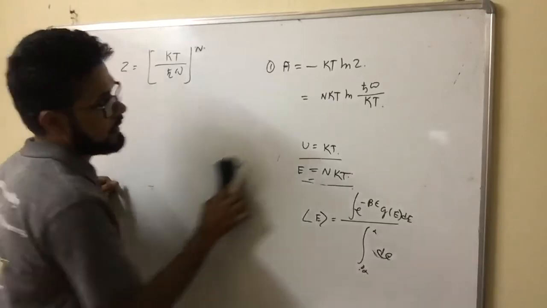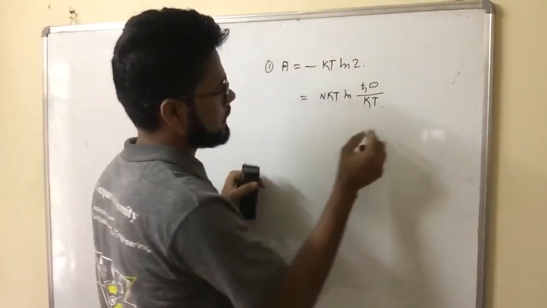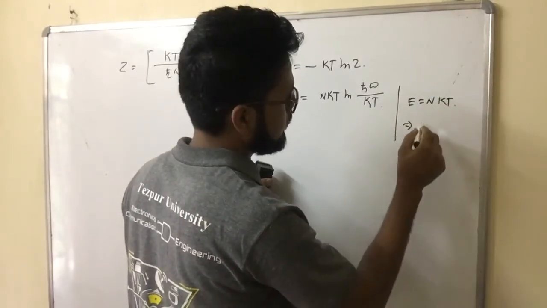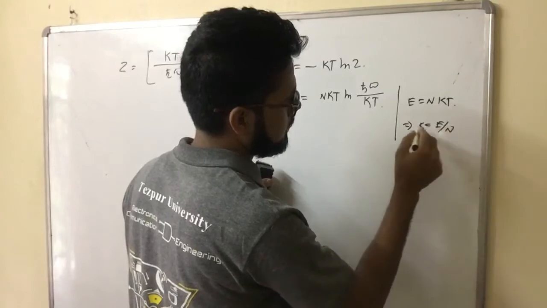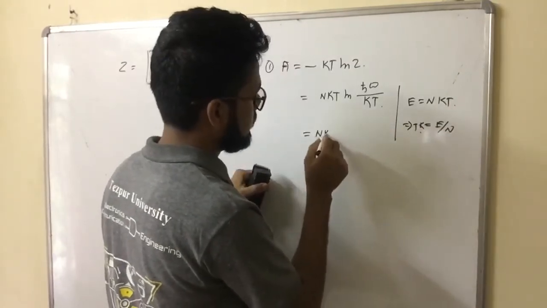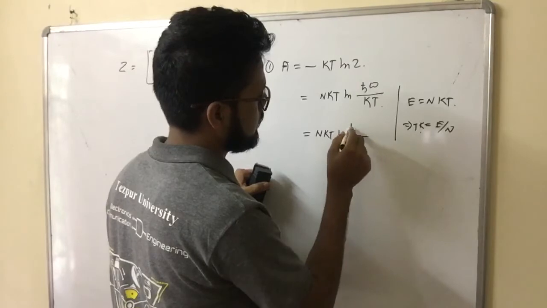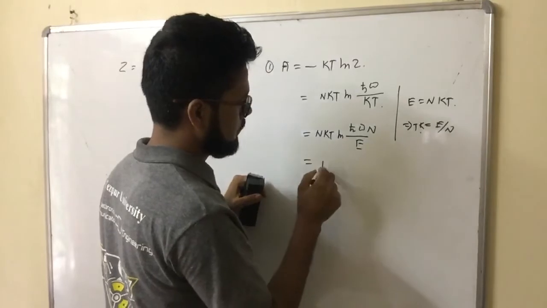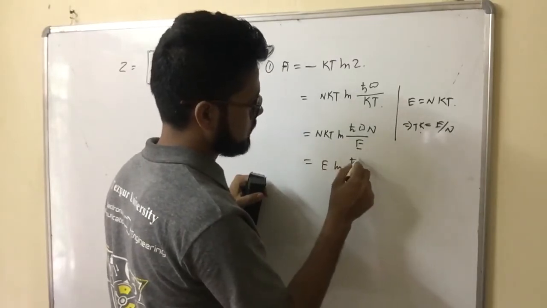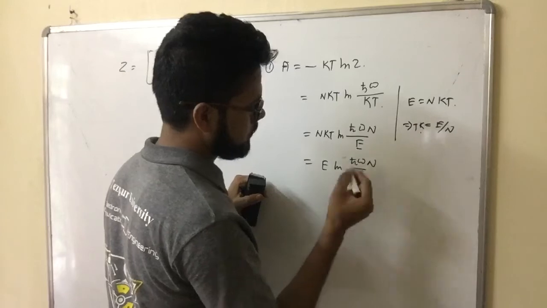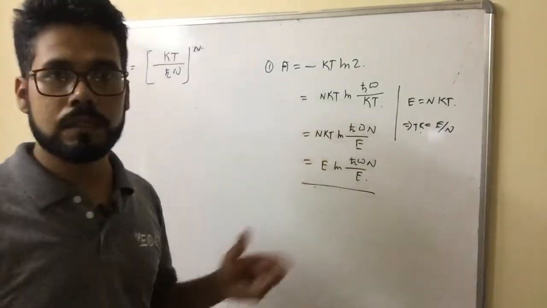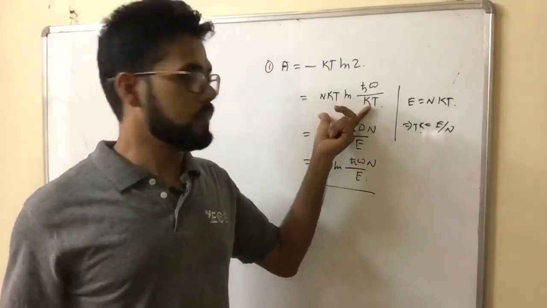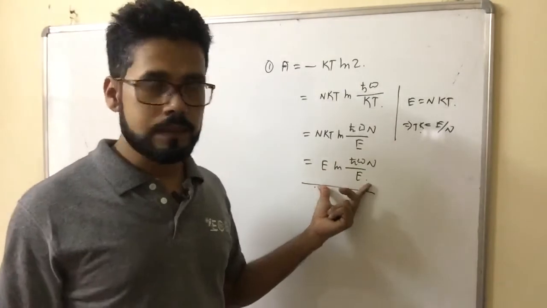Clear? So in this case, E equals NkT, so kT equals E by N. Then N kT ln(ħω/kT) becomes E ln(ħωN/E). Remember this formula. Why am I giving it in terms of this? Up to this part is already given in the question in the books. I am giving you up to this part. Why?